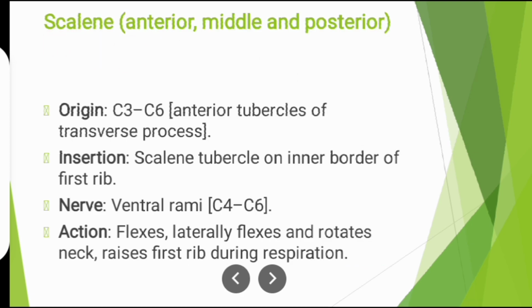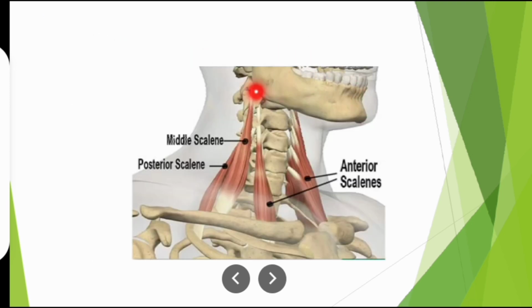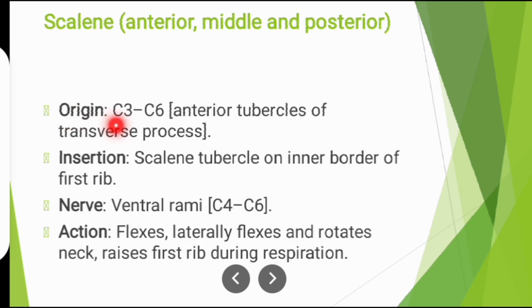Then scalene muscle. It has 3 parts: anterior, middle and posterior. The muscle in red is scalene muscle. Origin C3 to C6 anterior tubercles of transverse process. Insertion scalene tubercle on inner border of first rib. Nerve supply ventral rami. Action involve in flexion, lateral flexion and rotation of neck and raises first rib during respiration.